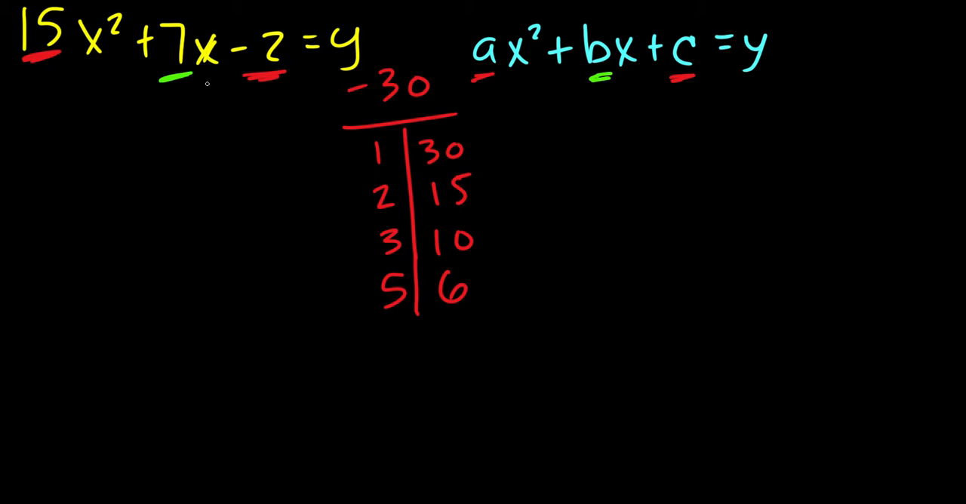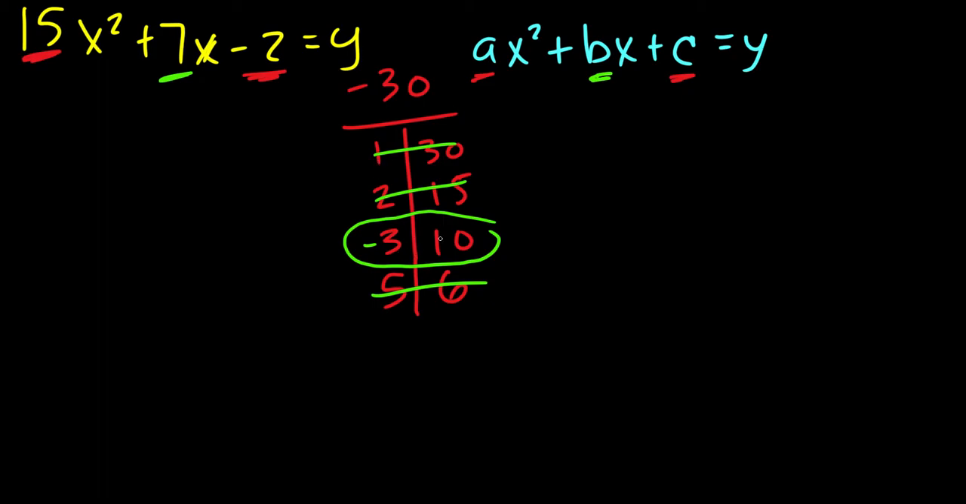So we have a positive 7. There's no way to do these ones, no way to do these ones, or these ones. However, if we do a negative 3 and a positive 10, that works. Now we want to double check. If we multiply those together, do we get negative 30? We do, so we know these are the right things.